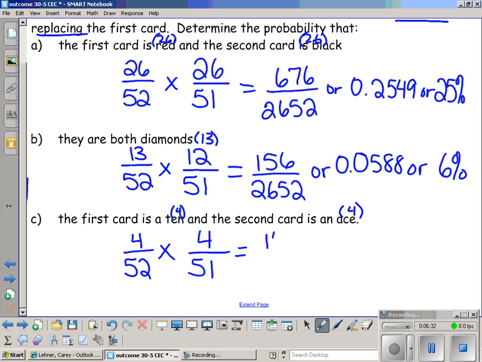So our probability is 16 out of 2,652, or 0.00603, or just under 1%. So the probability that you're going to pull a 10 and then an ace is really less than 1% probability. Not very likely.